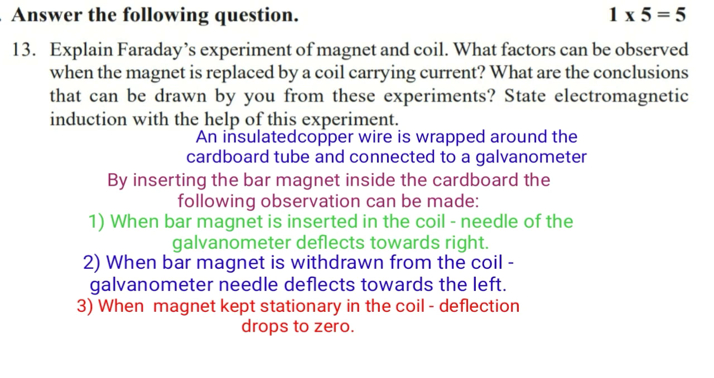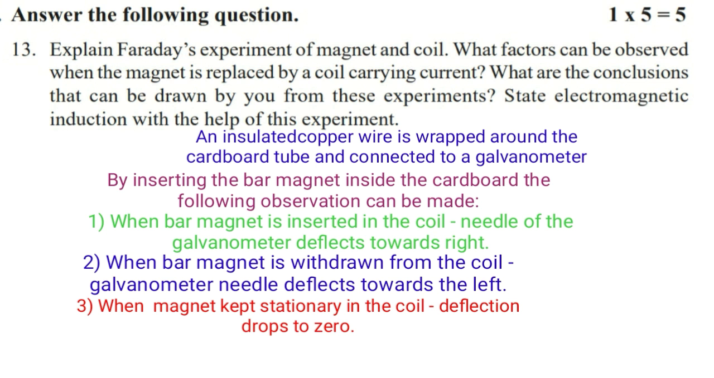Explain Faraday's experiment of magnet and coil. What factors can be observed when the magnet is replaced by a coil carrying current? What are the conclusions that can be drawn by you from these experiments? State electromagnetic induction with the help of this experiment.